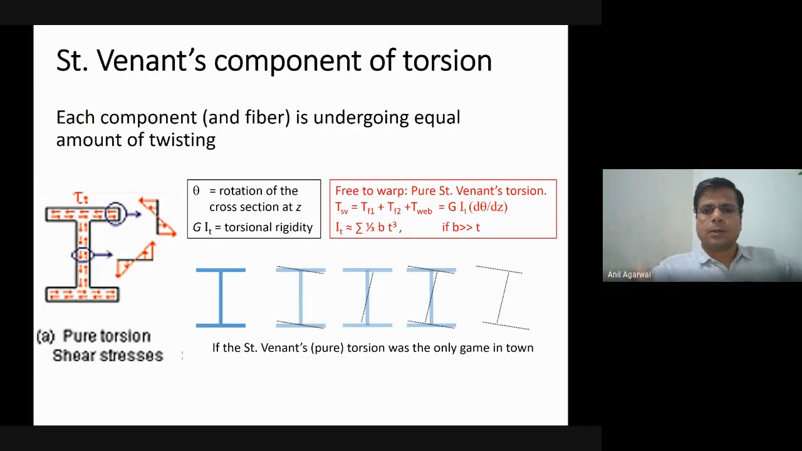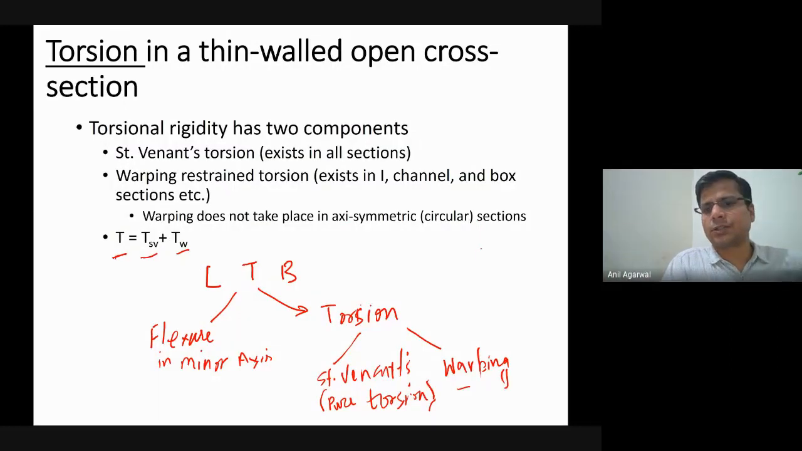This kind of twisting of each element is also known as Saint-Venant's component of torsion. The problem with an I section, or any open section made of thin plates, is that Saint-Venant's cannot be the only kind of torsion that is possible. However, if you had, let's say, a circular section, then Saint-Venant's torsion would be the only kind of torsion.